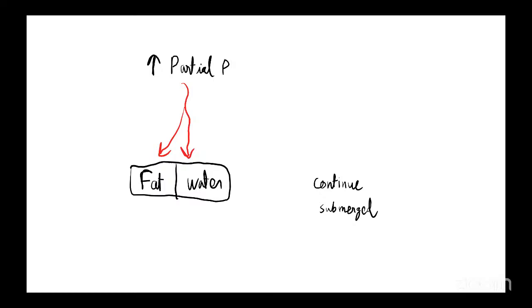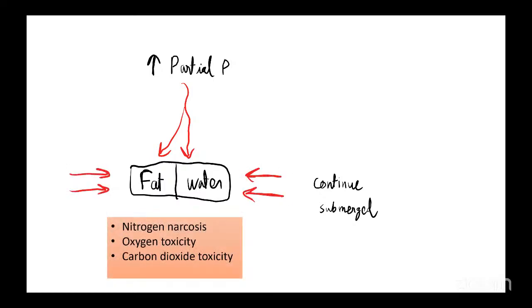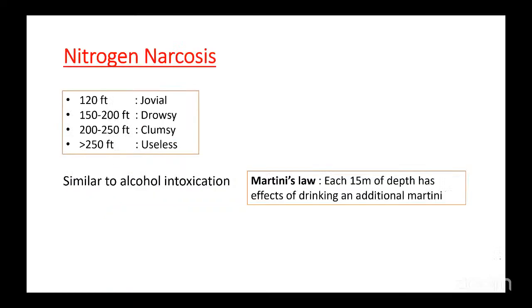If we just go in and suddenly come back, there is not enough time for that high partial pressure to dissolve everything into the system. But if you continue getting submerged at high partial pressure for a long period of time, then those 3 things I was talking about are going to happen. So what are the things that happen? Nitrogen narcosis. So you go to 120 feet, you'll see that the person is starting to feel jovial, very happy. Around 150 to 200 feet, the person is going to start getting a little drowsy. 200 to 250 feet, he becomes pretty clumsy. And more than 250 feet, he becomes useless.